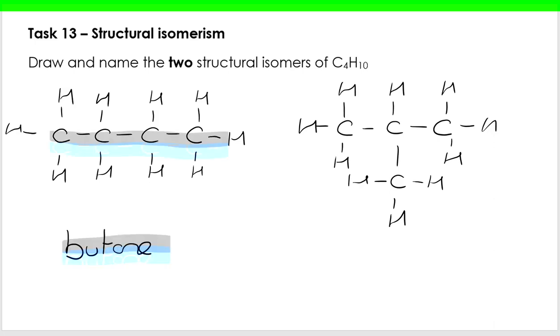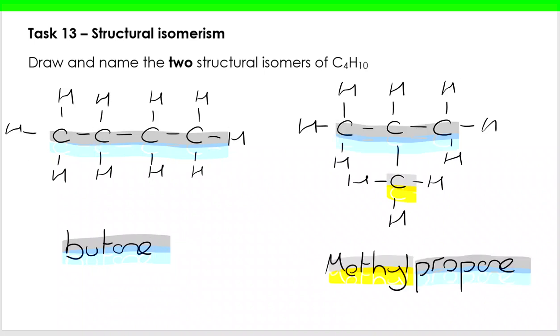So taking a look at the names, we've already discussed 4 carbons in a row, no side chains. I've drawn butane, but in this example, my longest carbon chain is 3, which means it's propane, but I have a methyl group coming off.